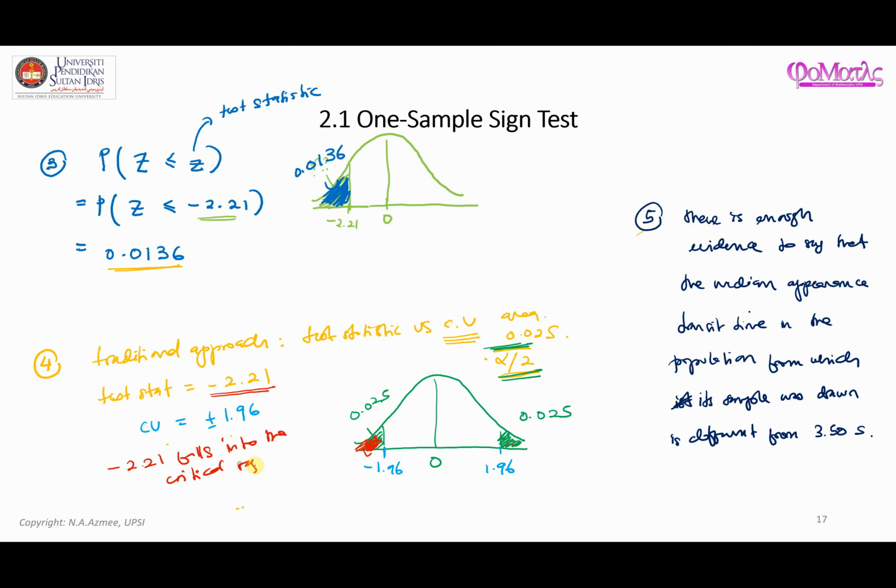Okay, so what we can do is, based on this observation, we can reject H null, and again we shall arrive at the same conclusion on step 5.